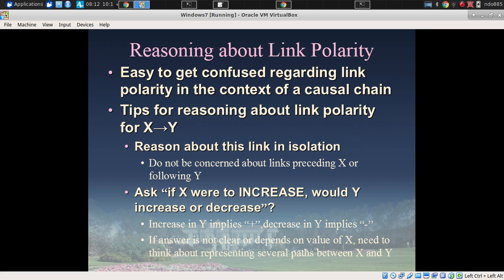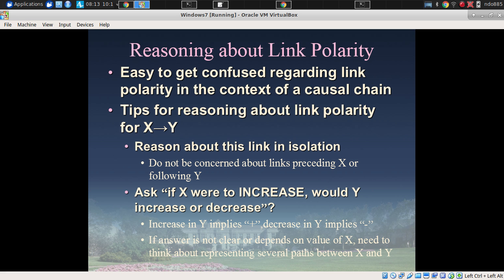So if we have A going to B, and B to C here, if you want to assign them polarity, think about A and B and ask, if A were to go up, would B tend to go up compared to the value it otherwise would have had, or go down compared to the value it would have had? And so assign a polarity for that, and then think about B to C. And say, if B were to go up, would it lead to C rising or falling compared to the value it would have had? And assign a polarity to that.